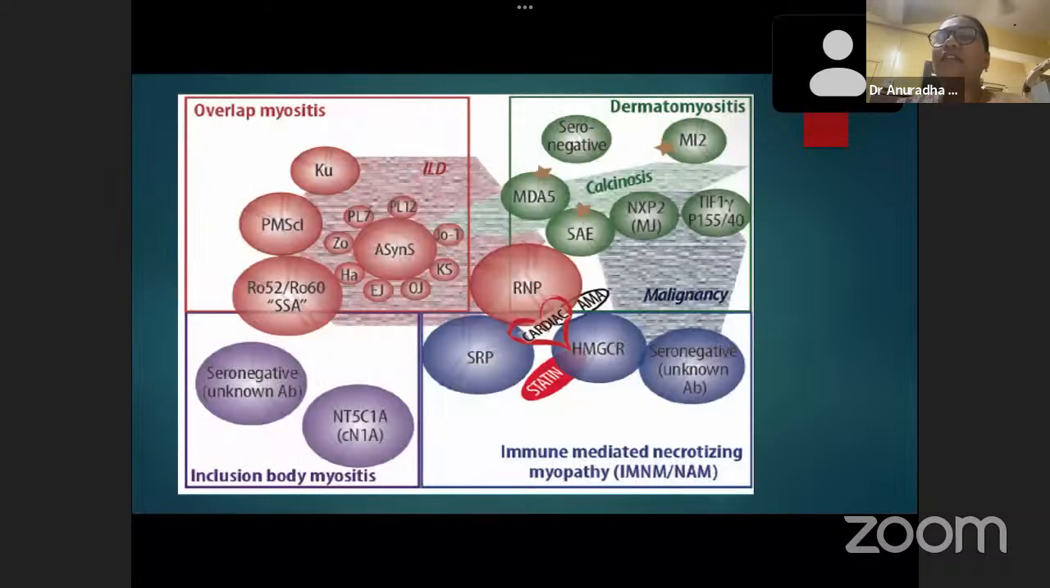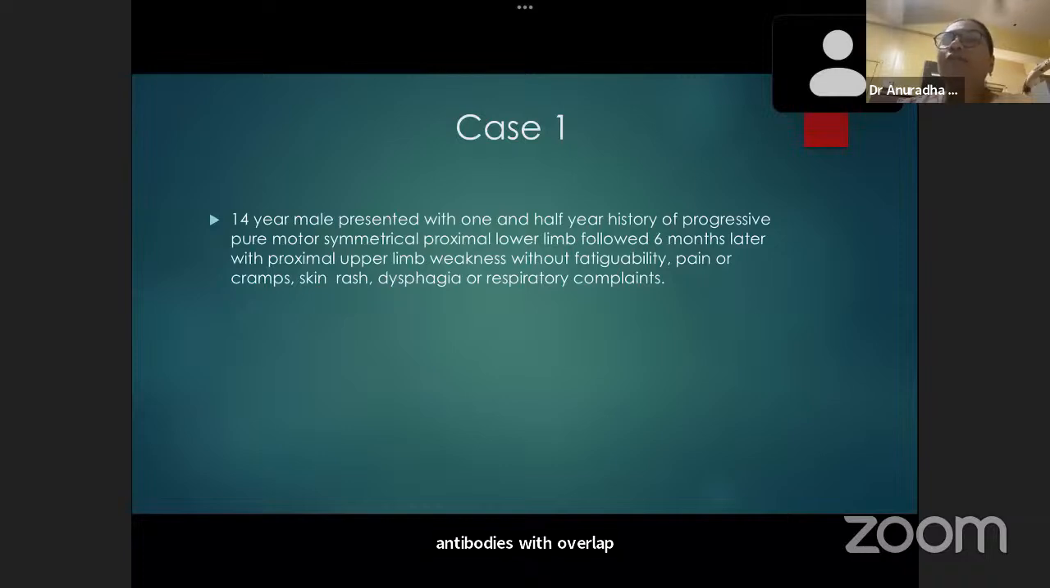To begin with the classification, the current accepted classification is divided into dermatomyositis, which has antibodies to anti-MDA5, SAE, NXP2, TIF1 gamma. Then immune-mediated necrotizing myopathy, which includes SRP, HMGCR, and unknown autoantibodies, labeled as seronegative. And then inclusion body myositis, which is associated with anti-cN1A antibodies and certain cases with unknown antibodies, and anti-synthetase antibodies with overlap myositis.